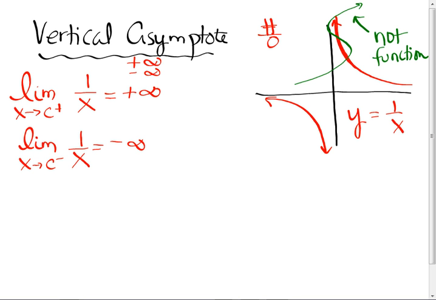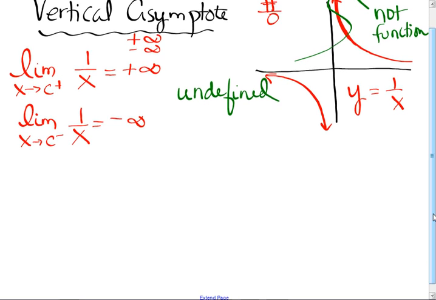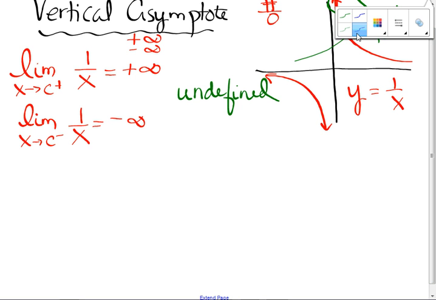Okay, so these are always going to give you positive infinity or negative infinity. If you don't know or don't want to figure it out, just say undefined. It just depends on the nature of the question. Okay, now let's do horizontal asymptotes.